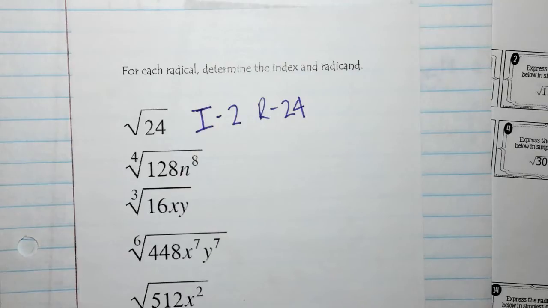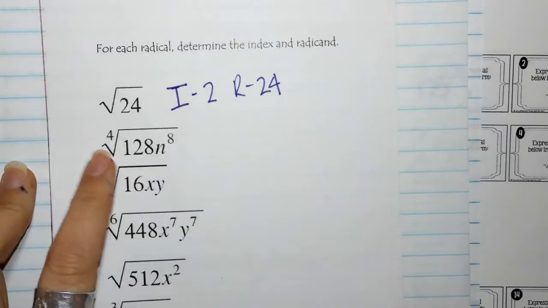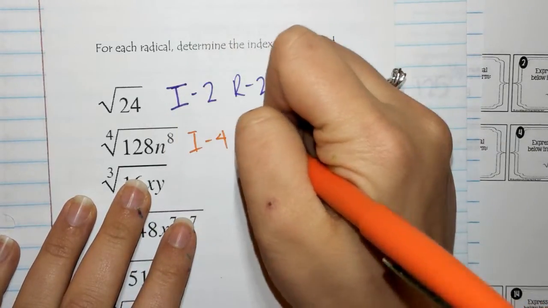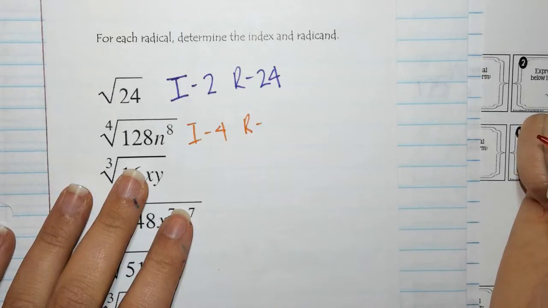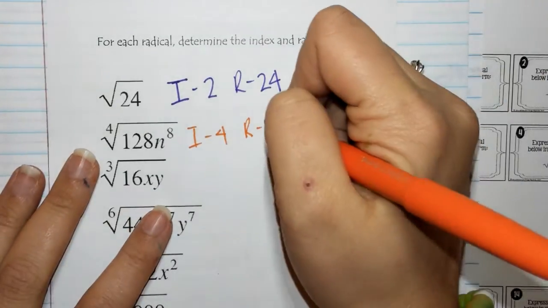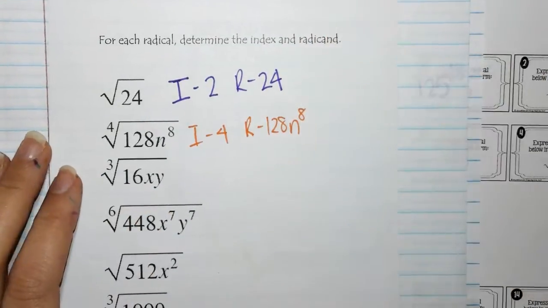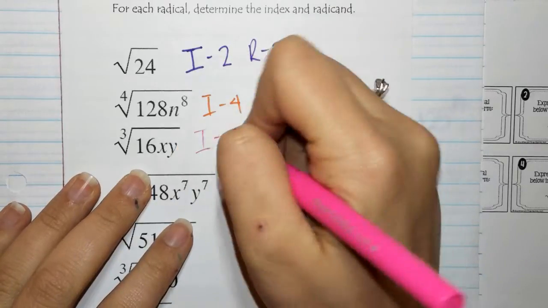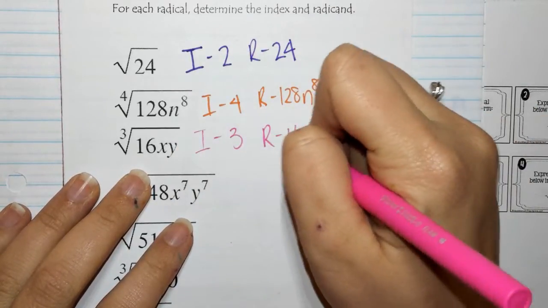All right, Gryffindor, what are the index and the radicand for the next one? 128 and 8. Fantastic. Take your point. Hufflepuff, tell me what the index is. 3. And the radicand? 16. Take your point.